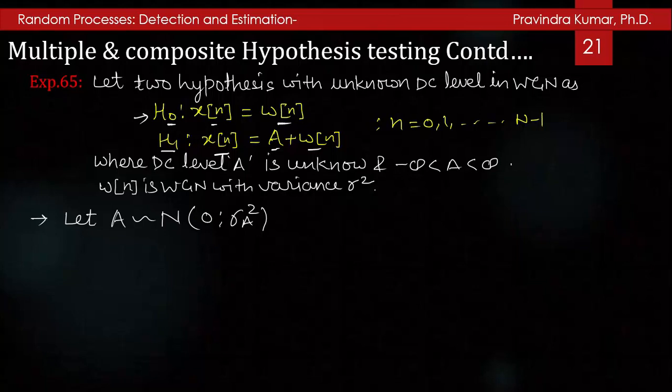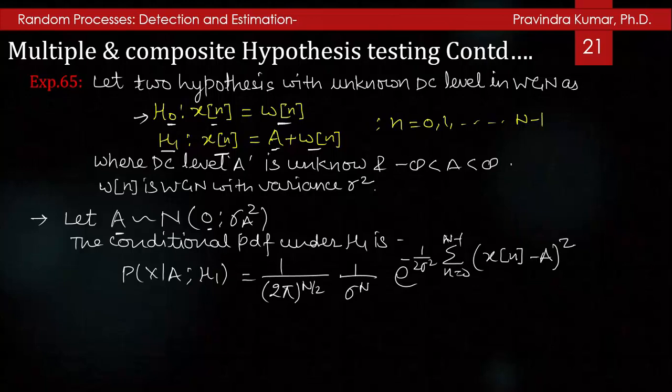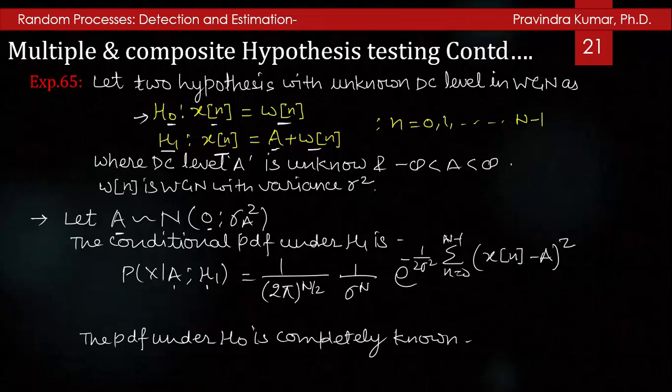Now we solve this problem by using the Bayesian approach. Let A have the normal distribution with mean 0 and variance sigma A square. Now the conditional PDF under H1, p(x | A, H1), will be 1 by (2 pi sigma square) to the power N by 2 times e to the power minus 1 by 2 sigma square summation n equals 0 to N minus 1 of (x[n] minus A) whole square. The PDF under H0 is completely known because under hypothesis H0 there is no signal, only noise is present, which is white Gaussian noise with mean 0 and variance sigma square.